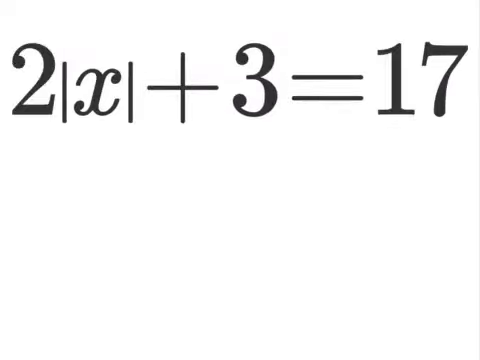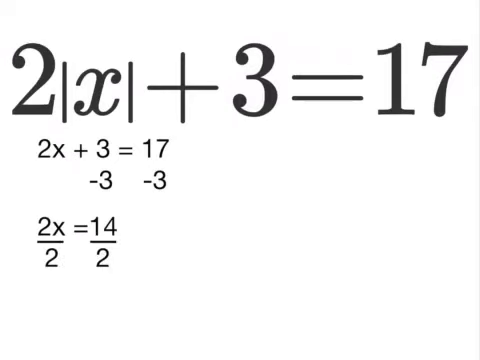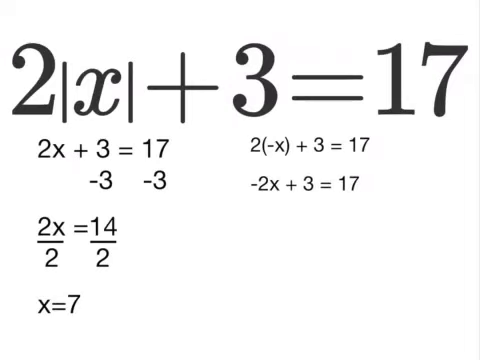Our next equation is going to be 2 times the absolute value of x plus 3 equals 17. Our first version is where we just basically treat the x as though it's an x. 2x plus 3 equals 17. We subtract 3, 2x equals 14, divide by 2, x equals 7. On our other version, though, we're going to have to treat the x as though it's negative, meaning 2 times negative x plus 3 equals 17, or as I would normally write it, negative 2x plus 3 equals 17. Subtract the 3's, negative 2x equals 14, divide by negative 2, and now x equals negative 7.